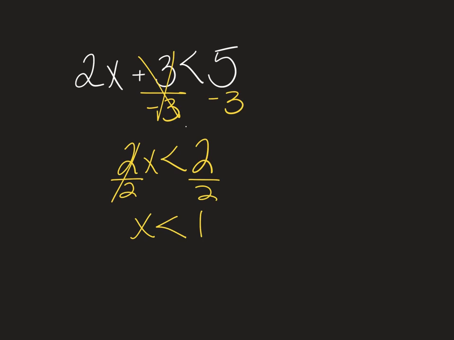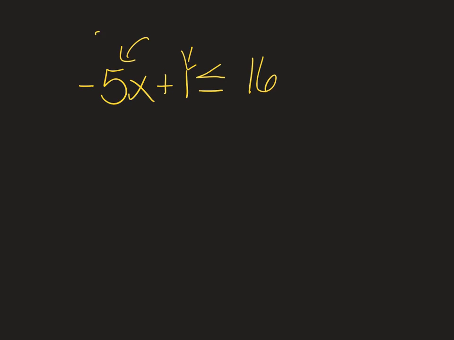Now, you want to notice that if I had brought this 2 over through a negative, then you would switch your inequality sign. But we didn't because it was positive. All right, let's do another. So let's say we have negative 5x plus 1 is less than or equal to 16. Remember, you're always going to deal with the whole number, the number without the variable, first. Then you're going to deal with this second. Okay? Now, the opposite of plus 1 would be minus 1. So negative 5x, that cancels, is less than or equal to 16 minus 1, which is 15.